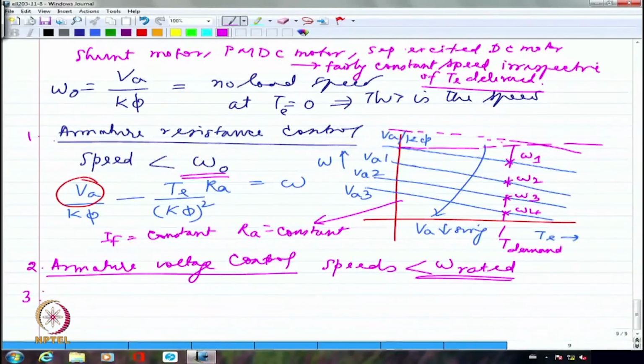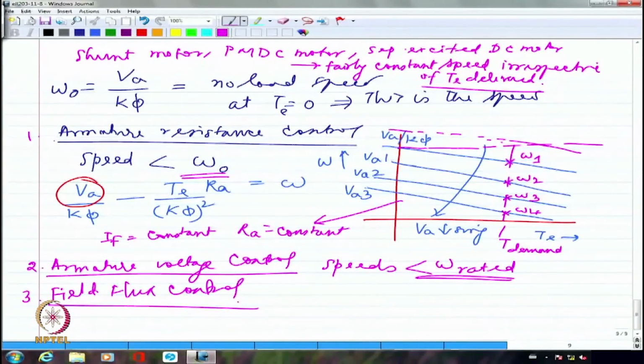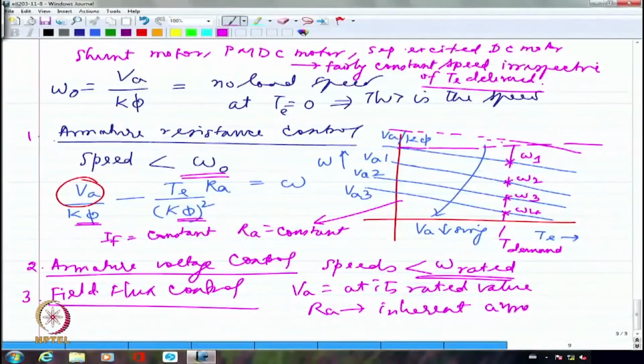The last type of control is known as field flux control. The third type of control is field flux control. It can be field flux control or field current control, because flux is controlled by having the current of the field circuit controlled, right? So, again looking at this equation, we can modify the flux, but keep VA and RA as constants. I am not going to change both of them. So, I would say VA is at its rated value and RA is the inherent armature resistance.